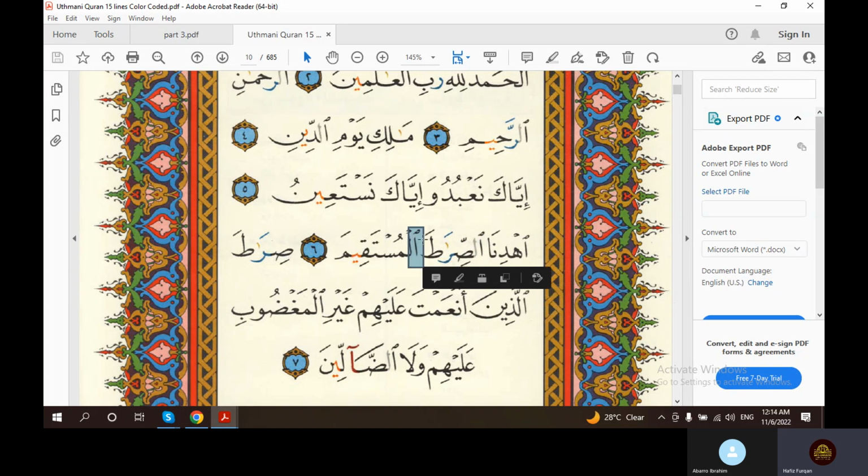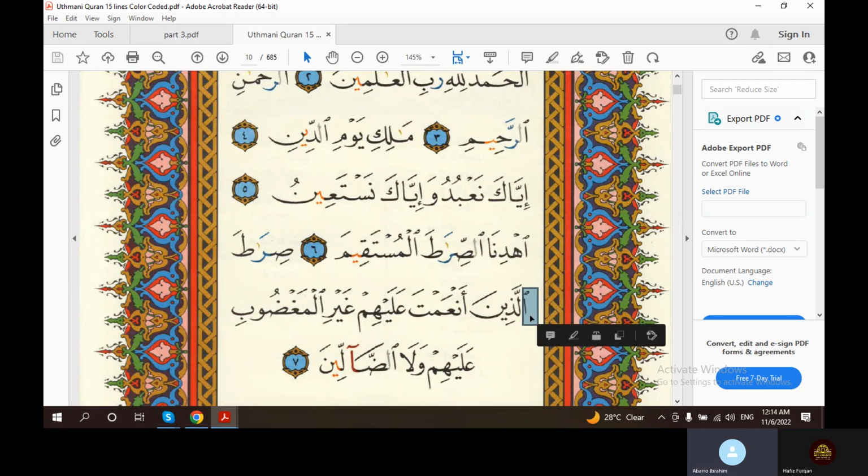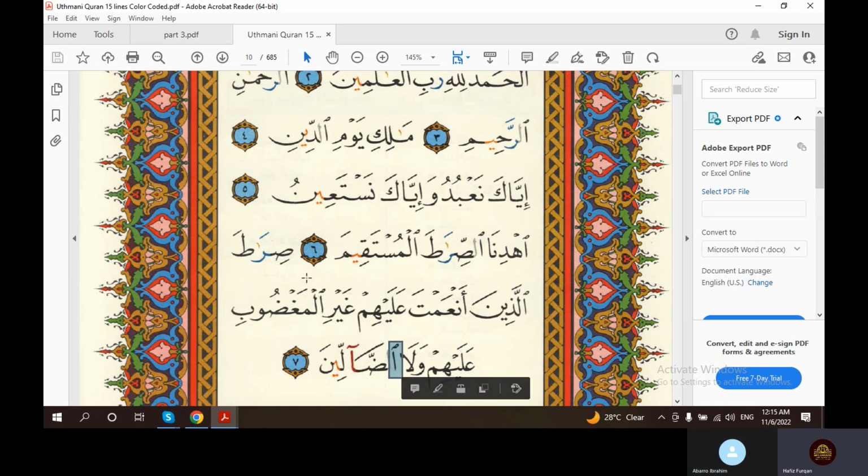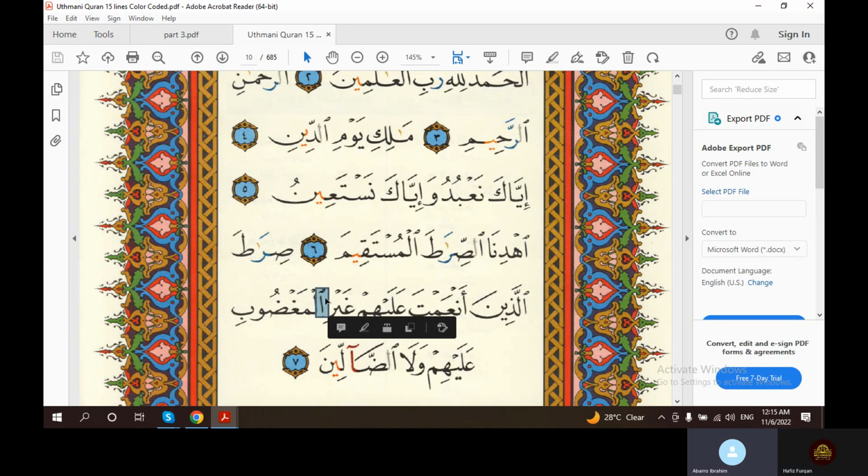Do we read this Hamzatul Wasal? No. Why? Because it's in the middle. Do we read this Hamzatul Wasal? No, we don't because it's in the middle. Okay, why I'm saying it's in the middle, you will understand on the next rule. Do we read this Hamzatul Wasal? No. Why? Because it's in the middle. Do we read this one? No.